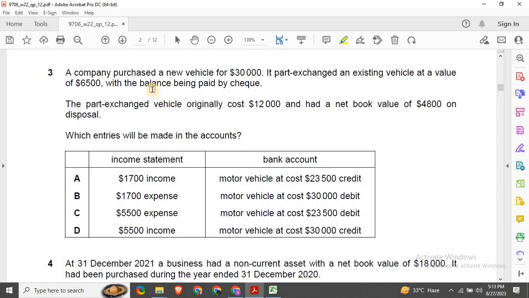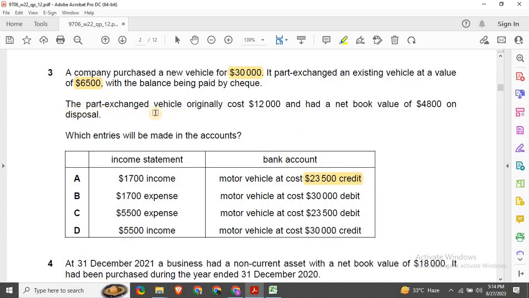So let's look at the first information given. The cost of the new vehicle is 30,000. It will be part exchanged for the existing vehicle, and the existing vehicle value is 6,500. So the remaining amount we have to pay from our bank account. So 30,000 minus 6,500 would be 23,500, and it would be reduced from my bank account, so 23,500 credit. Let's look at the second option.